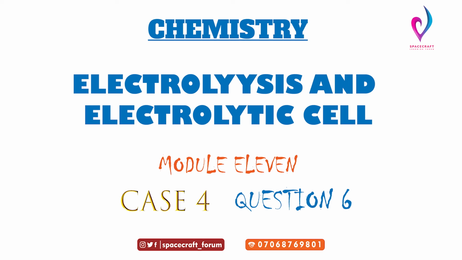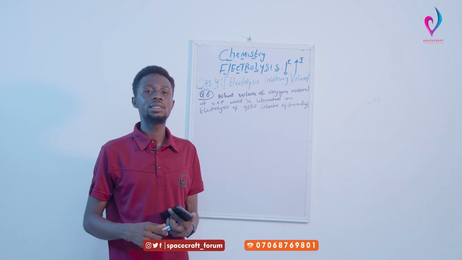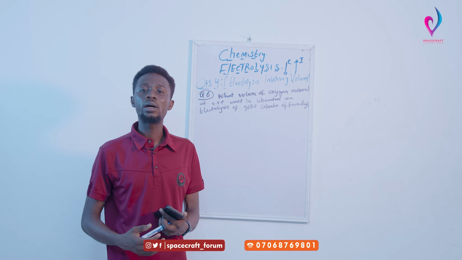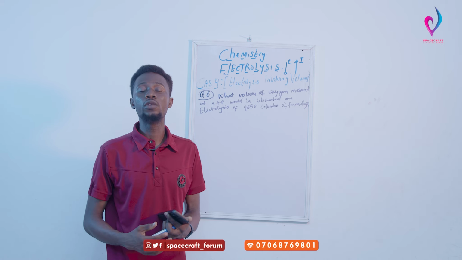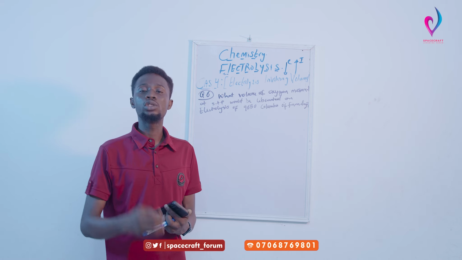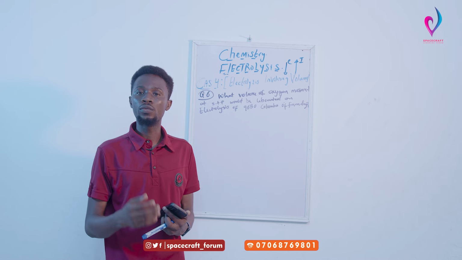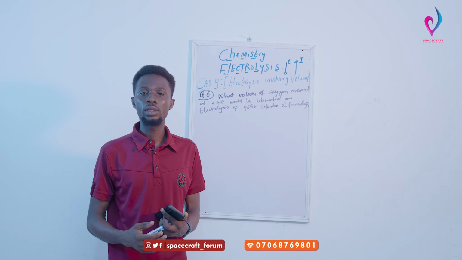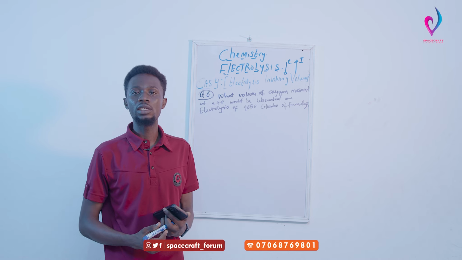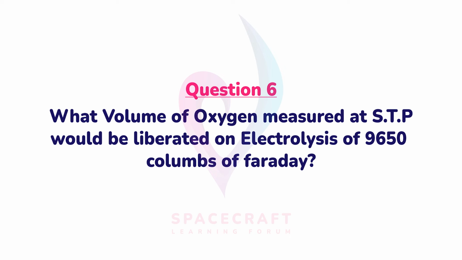This is a question under calculation of electrolysis involving volume at STP, and we know the formula to use when we are working with volume at STP, which is: quantity of electricity is equal to volume all over 22.4 dm³ times charge of the element times 1 Faraday. So let's solve this question.